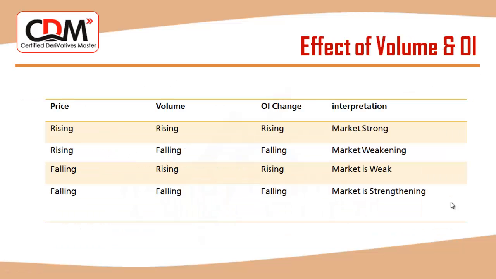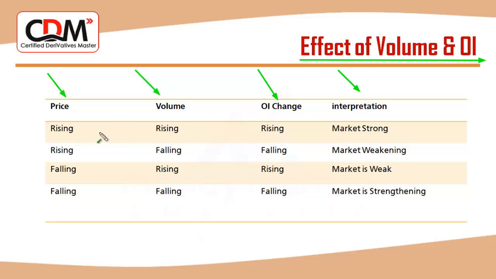Now this is one important concept of identifying the trend, or identifying the distribution or accumulation pattern in the equity market, that is the effect of volume and open interest, and how we should understand the concept of volume and open interest. The detail we shall not be able to cover here. So this is just a glimpse of how we should understand the concept of volume and open interest. Now there are 3 factors here: price, volume, and open interest, and then the interpretation.